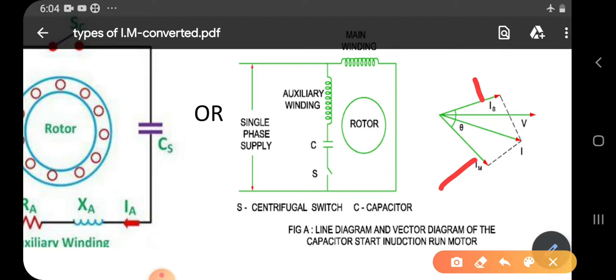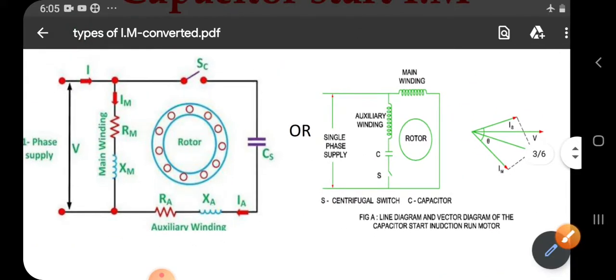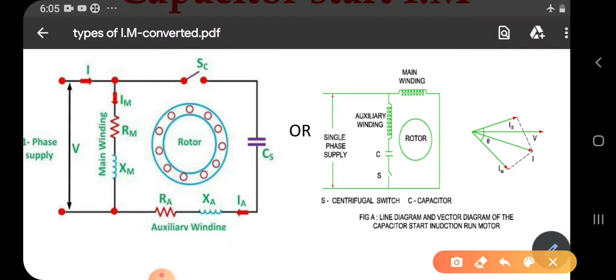So what are the applications of the capacitor start induction motor? It is used in compressors, elevators and conveyors. You can use either of these diagrams, both are the same.